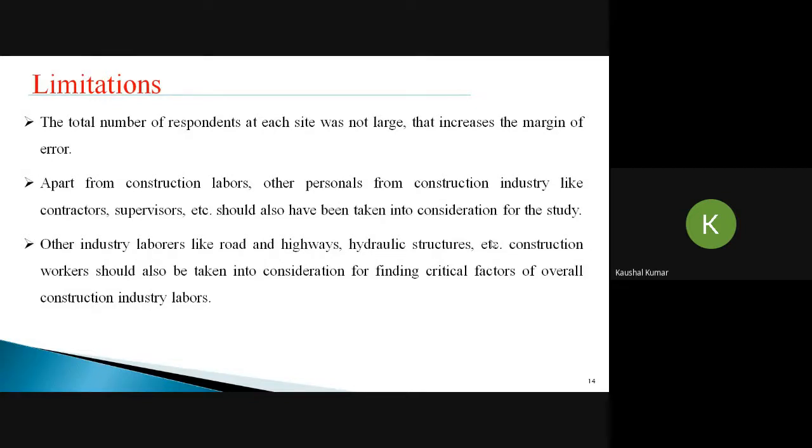The next point is that we have taken construction workers for our study, but we can also take contractors, supervisors, etc., because it will cover the whole industry. Apart from this, we can also consider laborers from highway construction, hydraulic design construction, and other parts, so that an overall construction industry productivity analysis can be done.